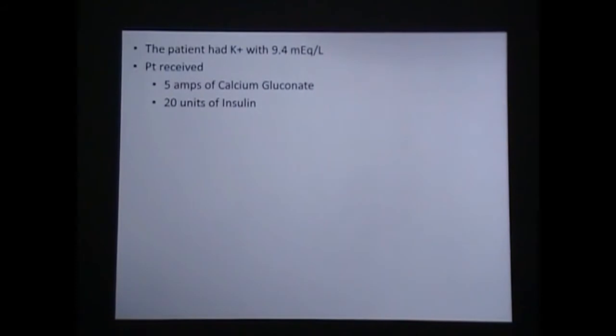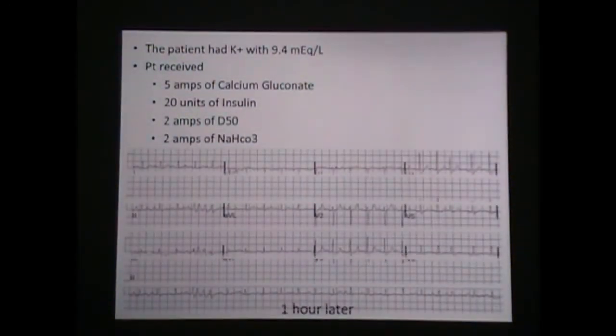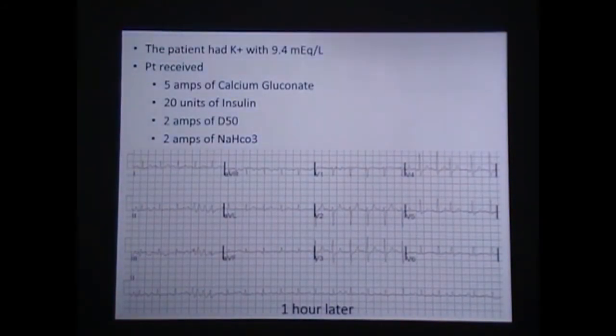And here's a little picture. That patient there had a K of 9.4. The patient received 5 amps of calcium gluconate, 20 units of insulin, 2 amps of D50. Do you guys know how all that works? Okay. And 2 amps of bicarb. One hour later, there's your EKG.